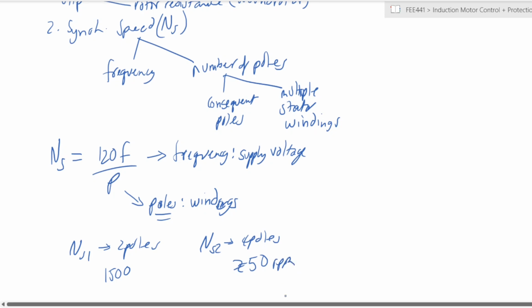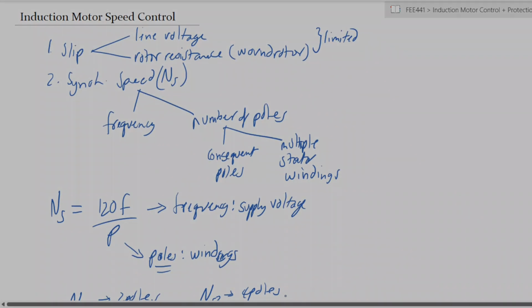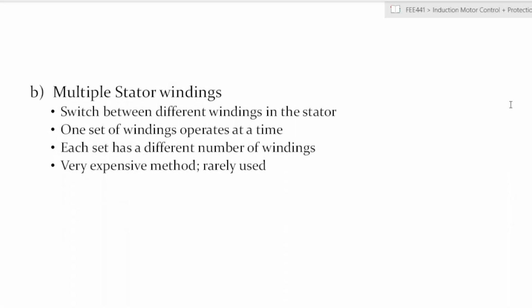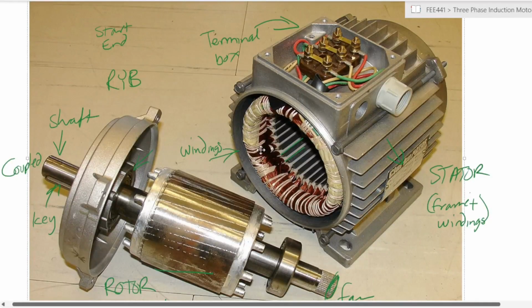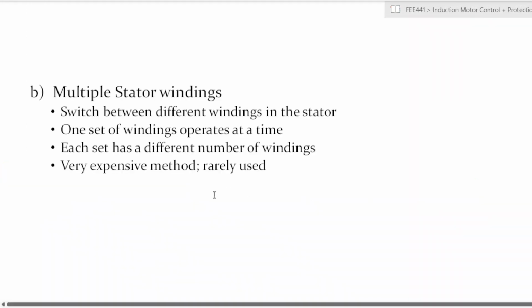Okay. So that is the method of consequent poles. And the other method that you can then use is multiple stator windings within the same stator. So this means that you switch between 2 different windings. Imagine if this is your induction motor, you would then have within these windings 2 different sets. One set of windings might have say 4 poles, another set of windings might have say 6 poles. So you have 2 different configurations mounted within the same stator.